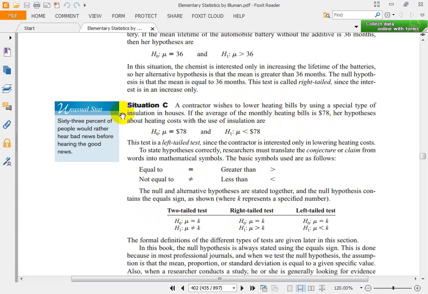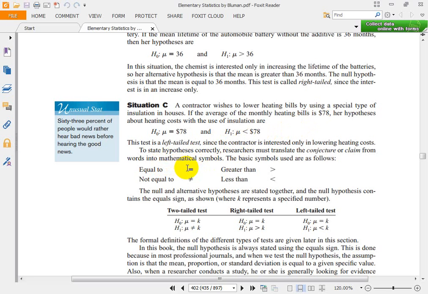Similarly, a contractor wishes to lower heating bills by using a special type of insulation in the house. That means if you have enough insulation in a pipe through which hot water or hot air is blowing, then obviously the heating bill, the electricity bill to keep the thing warm, will reduce. Yes, now here mu should be less than $78. So that is the issue.